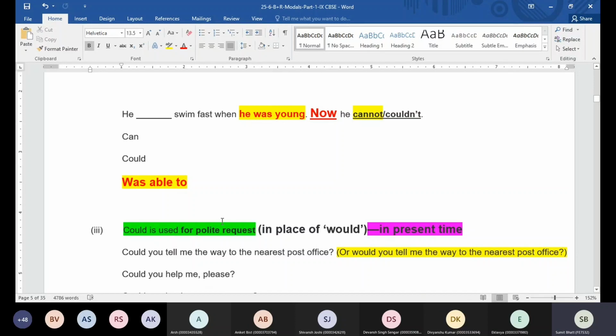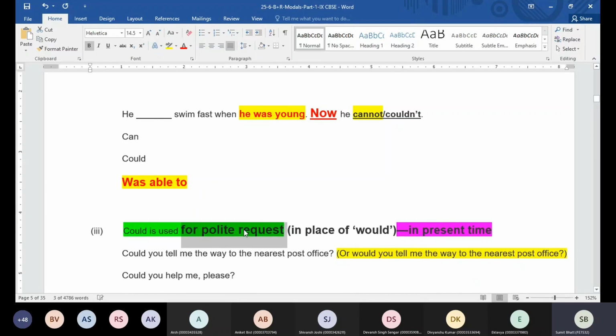Okay, so this is what I was talking about. Could is also used, guys, in the present time, but only one use is there, and that is for polite request. Often you will find those who are senior to you try to use could when they are speaking to somebody in the present time. So could is not for the past time only. Could is also for the present time, but when you are being very polite to someone. Suppose you're talking to somebody on the phone and you want to be very polite. In that case, you can use could. It's not that you have to use could only.